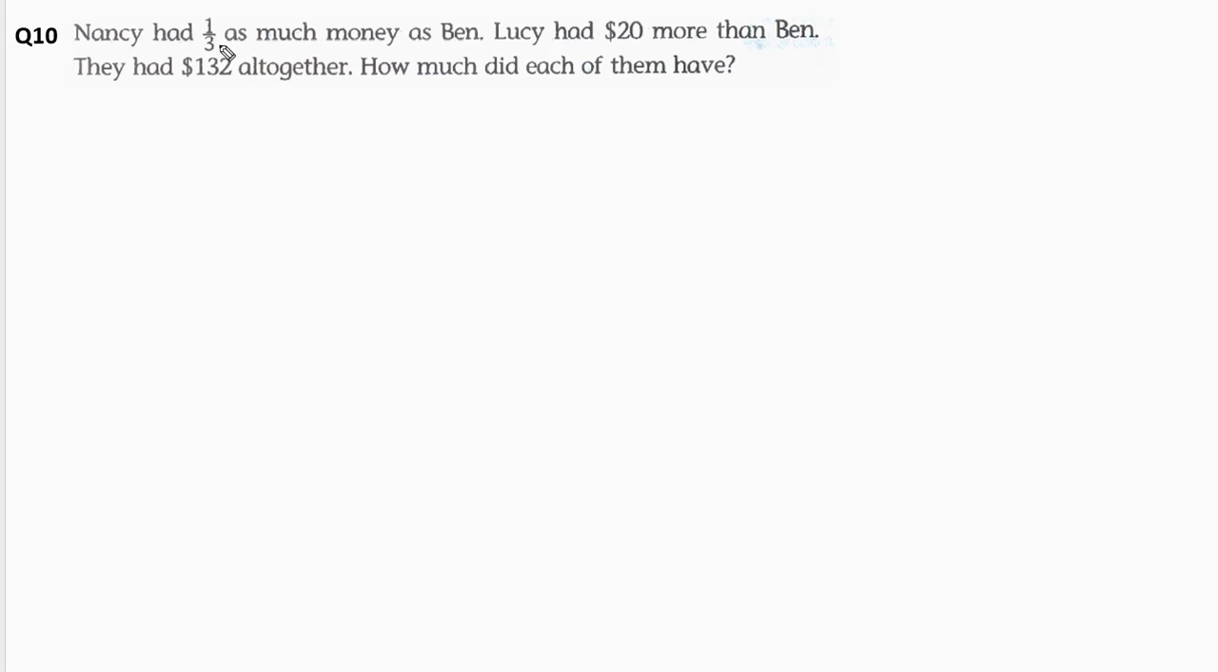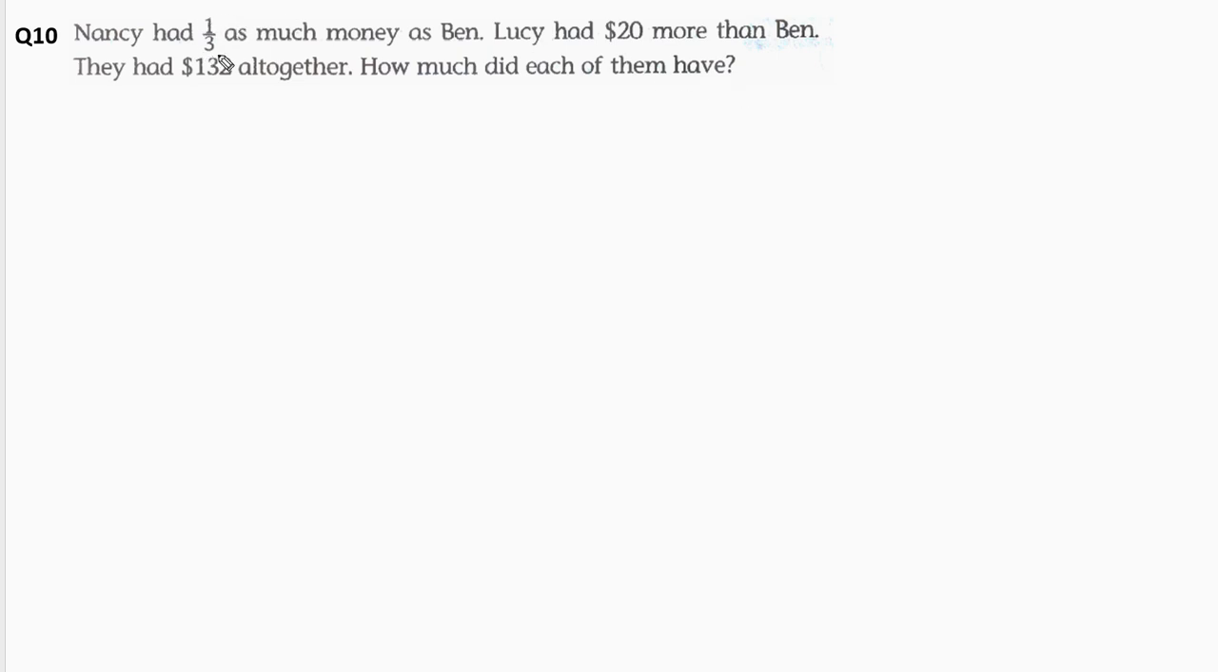Okay, this is a really neat question. It's not as wordy as some of the other questions, but there's still a lot going on, and it really highlights how useful it can be to draw a model. So, Nancy had one third as much money as Ben. Lucy had $20. Now, just ignore the fact that it's dollars. You could think about it as pounds if you wanted, but Lucy had $20 more than Ben. They had $132 altogether. How much did each of them have?